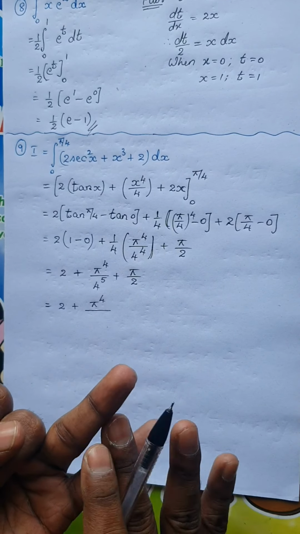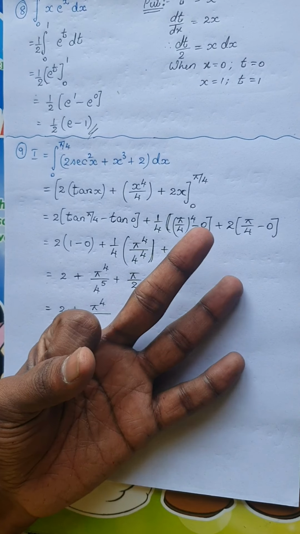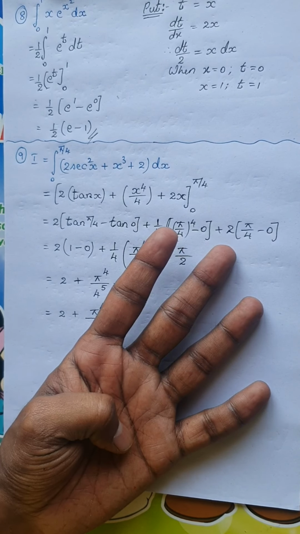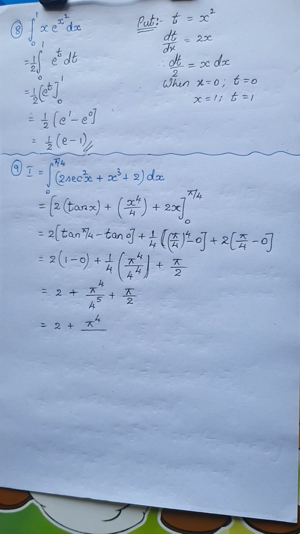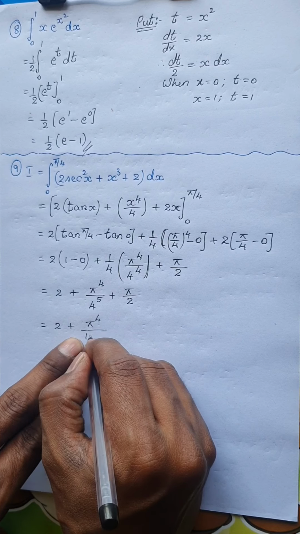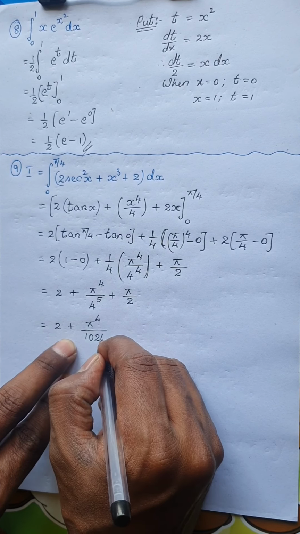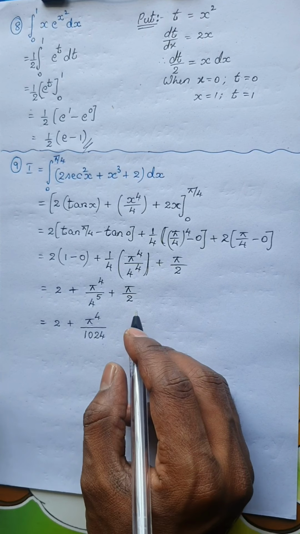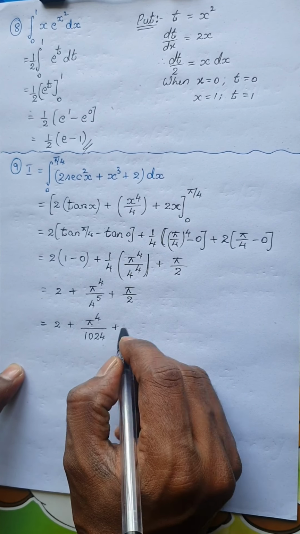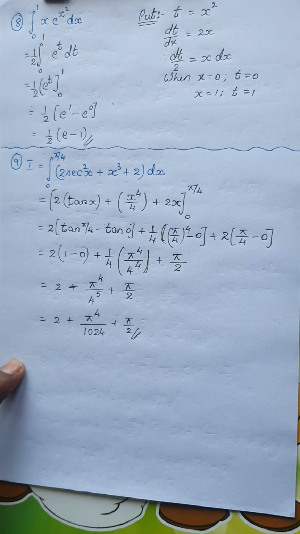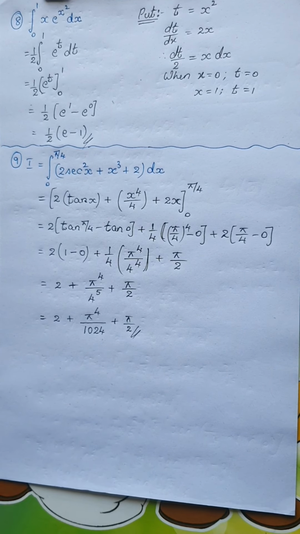So 4 4s are 16, isn't it? 16 4s are 64, 64 4s are what? It is 256. So 256 into 4 would be 1024. If you are not comfortable with this, you can use a calculator, because you are allowed to use a basic calculator, plus π by 2. Okay, so this would be the final answer for the given integral.